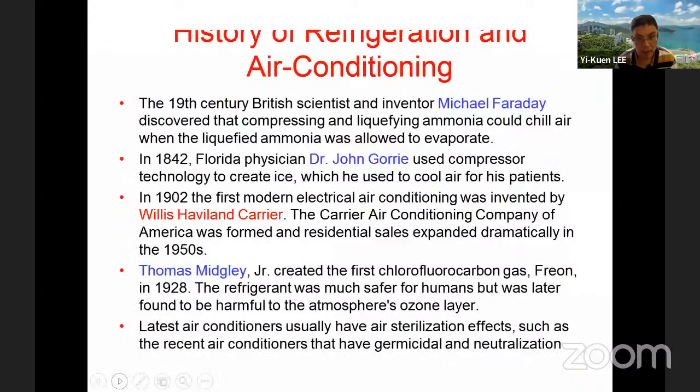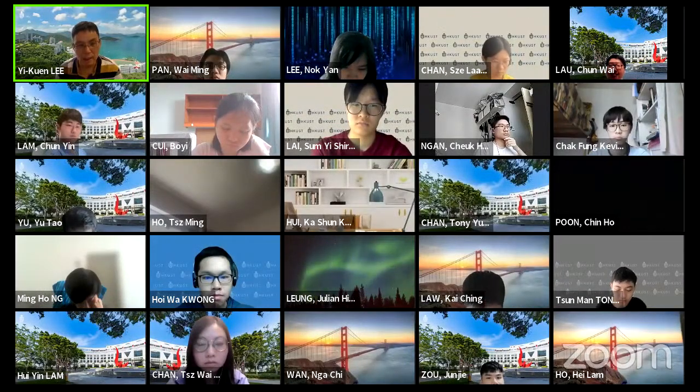Then of course, we gradually try to describe the history of air conditioning. Again, it's not new, it's more than 100 years old, as we also mentioned last time. The key thing you may want to understand is that this American, Mr. Carrier, invented the first modern electrical air conditioning system. This company still exists, at least in the United States you can find the company's products.